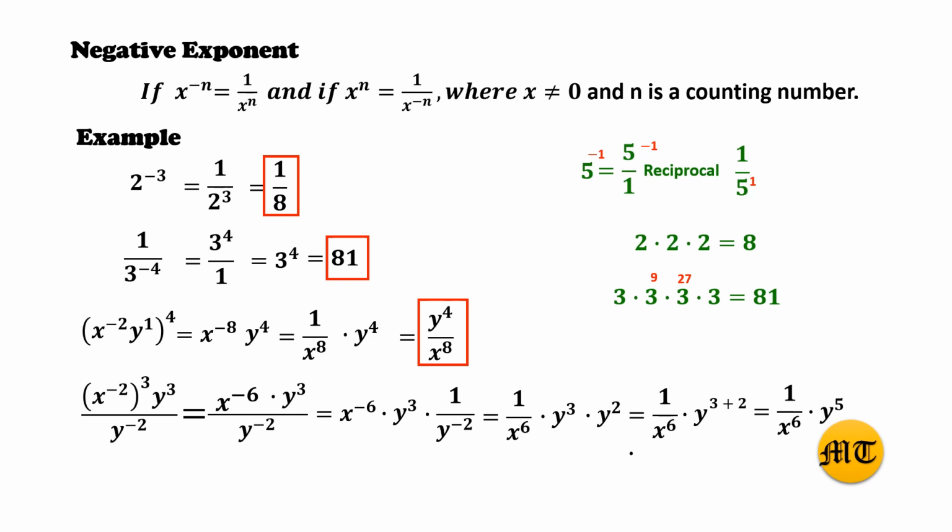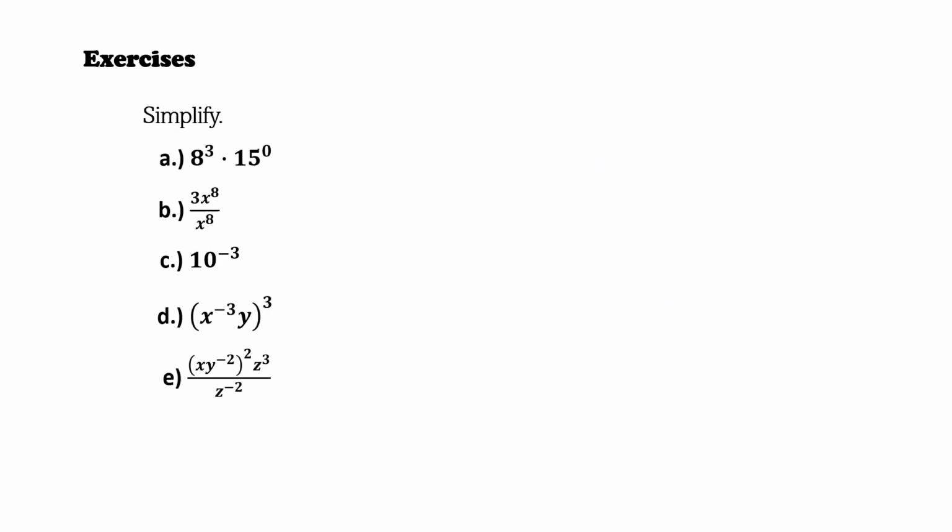Then, to make it more simplified, we multiply y raised to 5 into the numerator, which is 1. Then, the result is y raised to 5 over x raised to 6. That is now the answer. Will you try these exercises? The answers will be revealed at the end of the video.